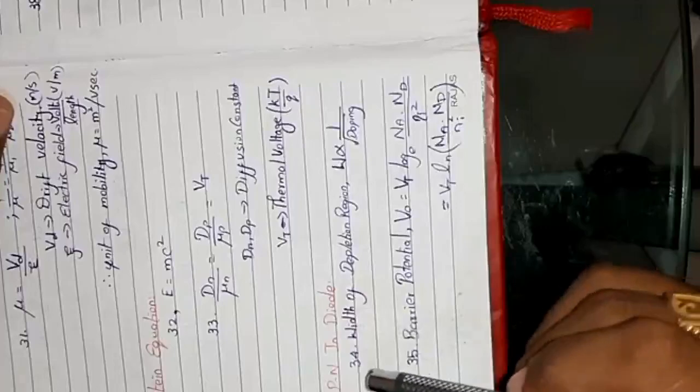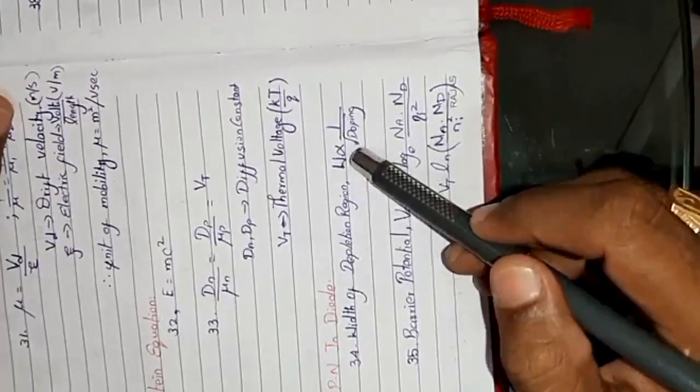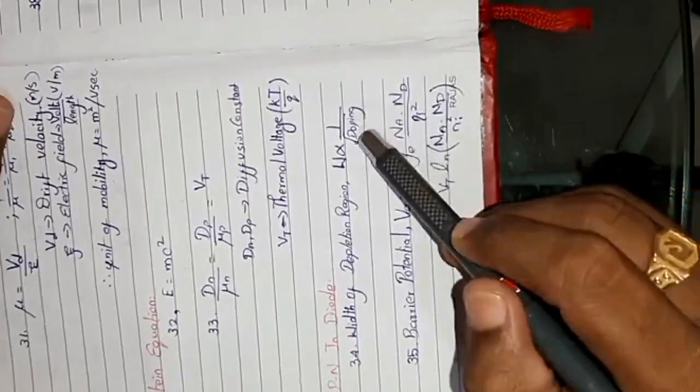μn and μp are the mobility of electrons and holes respectively. Now for the PN junction diode, number 34: the width of the depletion region, W, is inversely proportional to the root of doping.